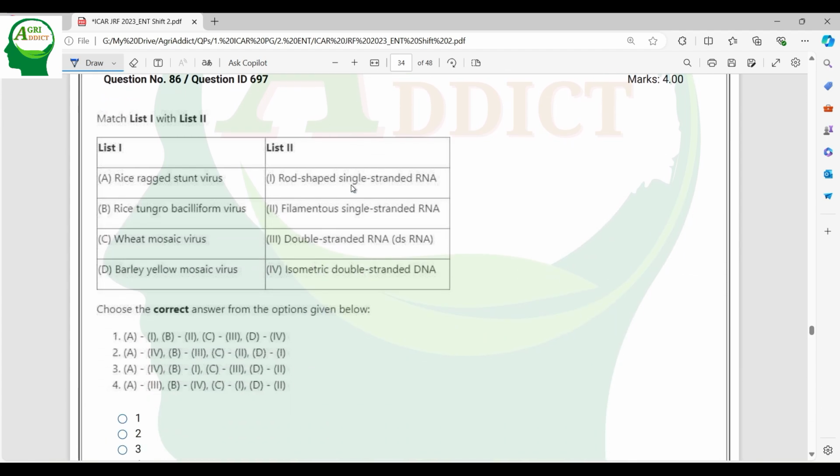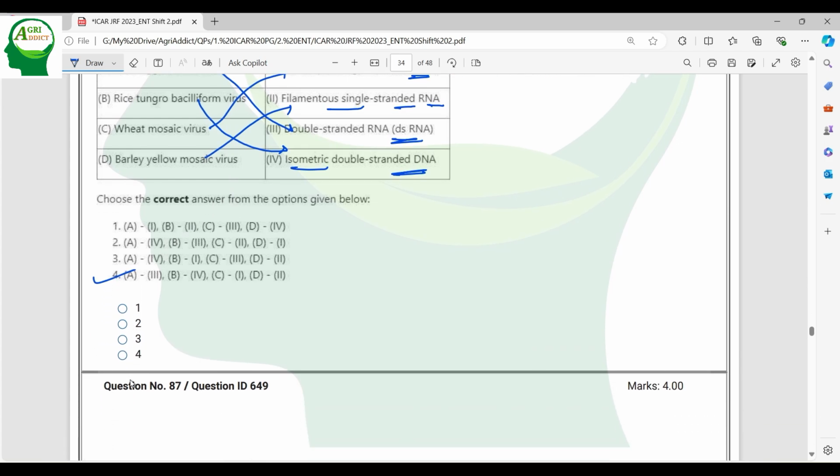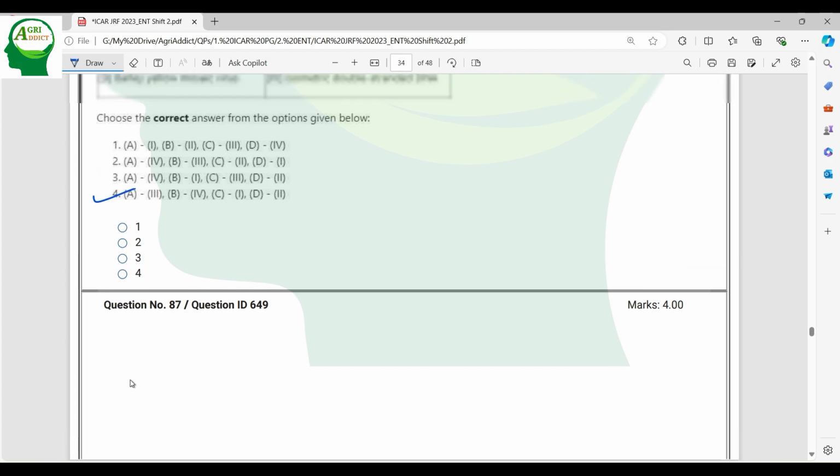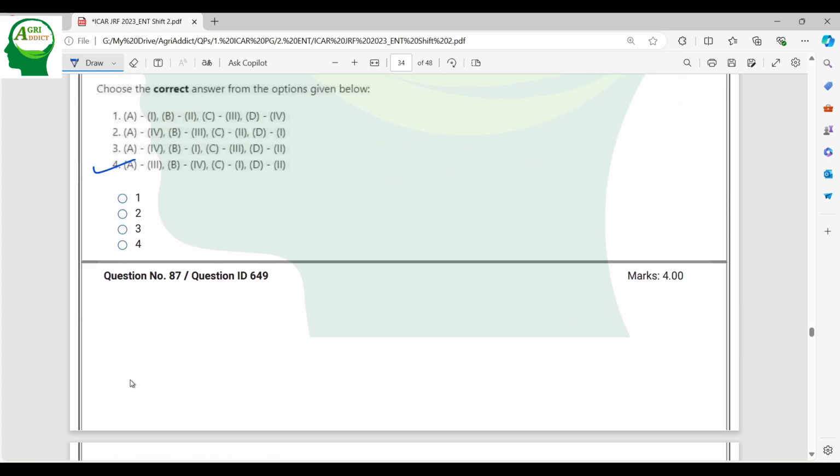Then match the following. First is rice ragged stunt virus, which is a double-stranded RNA or dsRNA virus. Then rice tungro bacilliform virus, which is an isometric double-stranded DNA virus. Then wheat mosaic virus, a rod-shaped single-stranded RNA virus, and barley yellow mosaic virus, a filamentous single-stranded RNA virus. If you know, then only answer. Neither do I have any idea. If this type of questions were there, I would also leave them. These questions are from core plant pathology.